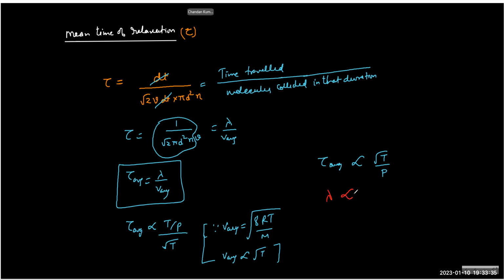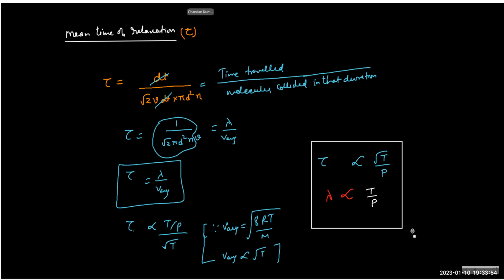Why am I writing tau average? This itself is an average, so this is an extra redundant term I'm adding here. Anyway. So lambda is proportional to T by P. And you just need the proportional relation to solve numericals based on lambda and tau. Is this clear? Yes. Okay. So if you know this much, this is more than sufficient from the point of view of lambda and tau. So just remember.